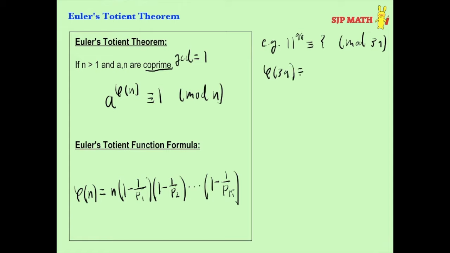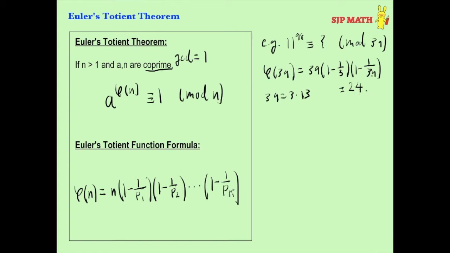So 39, we know that its prime factorization is 3 times 13. So its distinct prime divisors are 3 and 13. So totient of 39 is equal to 39 times 1 minus 1/3 times 1 minus 1 over 39. And that simplifies to 24.